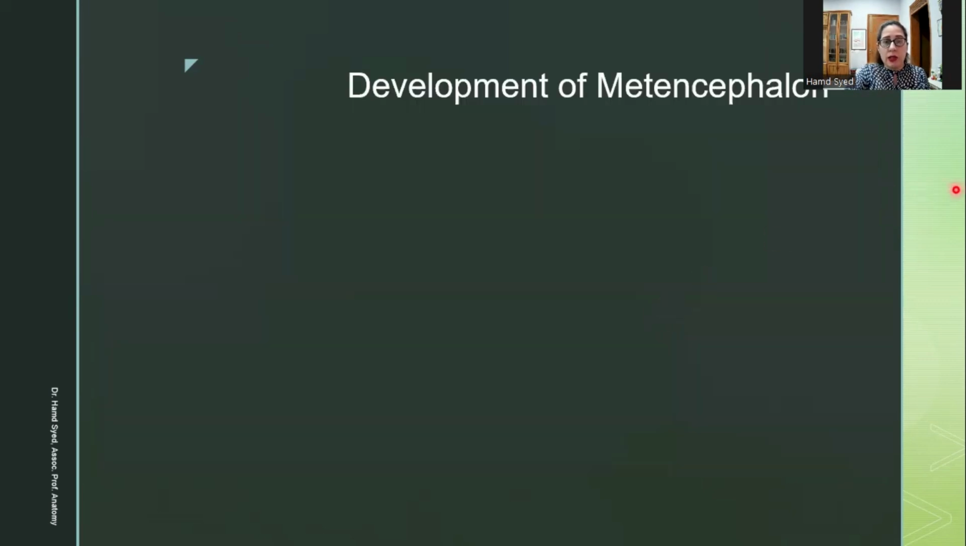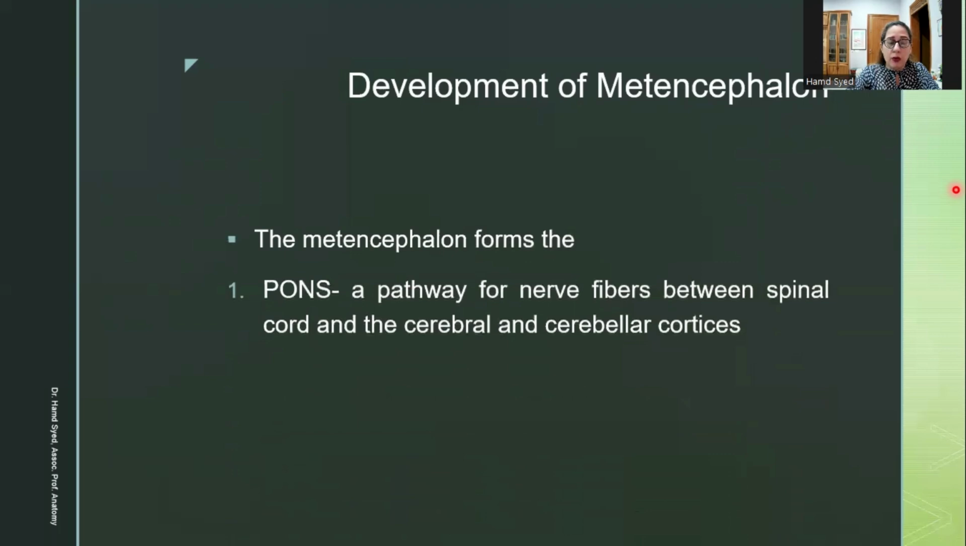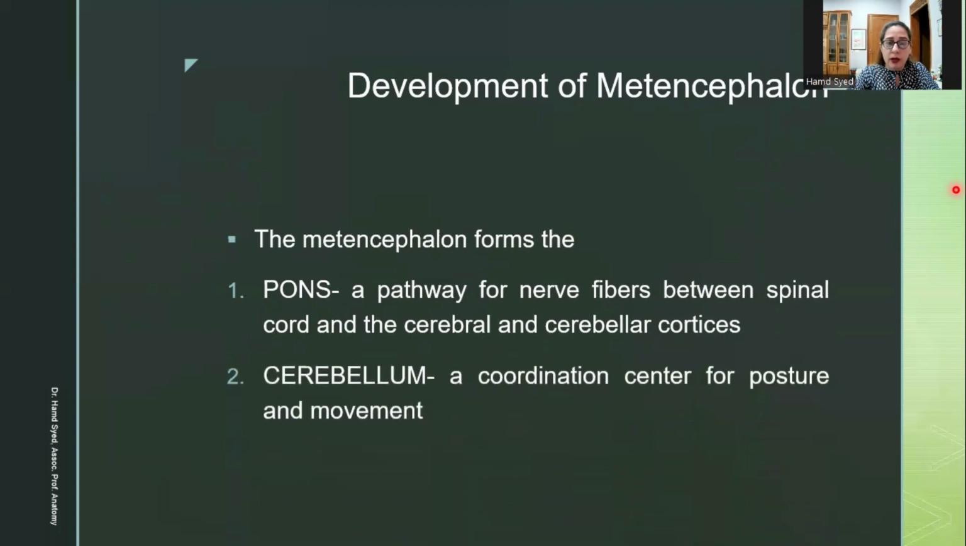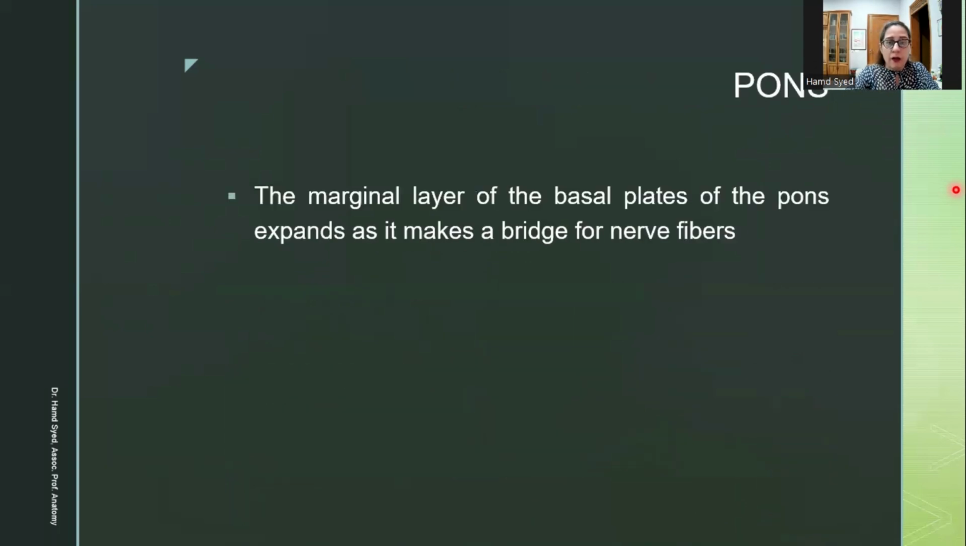Now we talk about the development of metencephalon. Metencephalon is a part of the rhombencephalon or hindbrain that is going to form the pons and the cerebellum. So the pons, you know, is a pathway of nerve fibers between the spinal cord and the cerebral and cerebellar cortices, whereas the cerebellum is the part of our brain which is the coordination center for posture and movement. Now, first we're going to discuss the development of the pons.